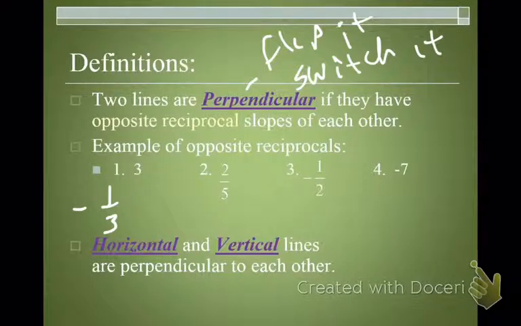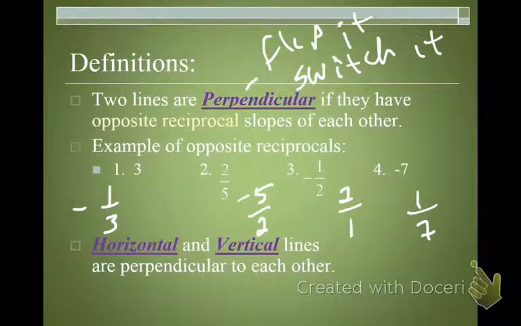Same thing with 2 over 5. If the slope for a line was 2 over 5, then the slope of the perpendicular line would be negative 5 over 2. And for number 3, the slope of a line was negative 1/2. The slope of a perpendicular line would be positive 2 over 1. Number 4, if the slope of a line was negative 7, the slope of a perpendicular line would be 1 over 7.